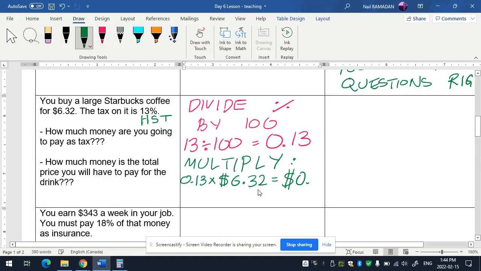So 0.82 of a dollar. By the way, how much is 0.82 of a dollar? How many cents is that? If it's less than a dollar, it's in cents. 82 cents. Everyone, every time you see something like this and you want it in cents, just look at this. It's 82 cents.